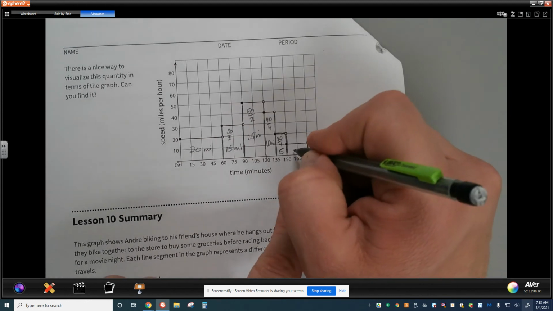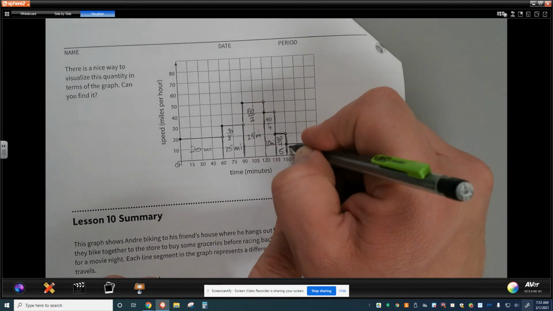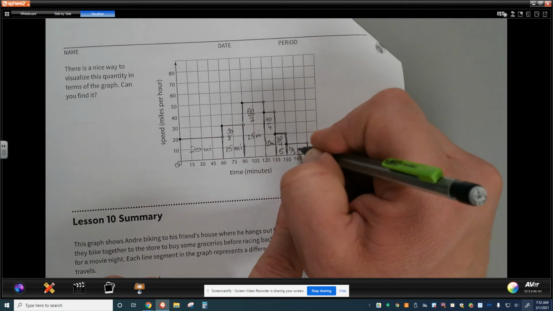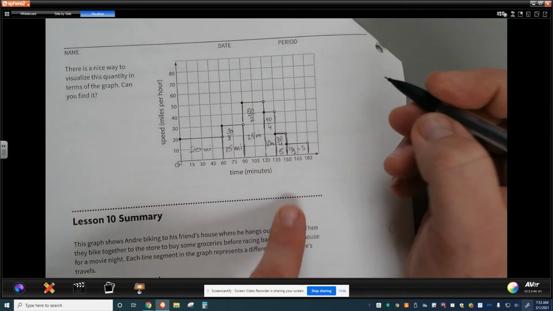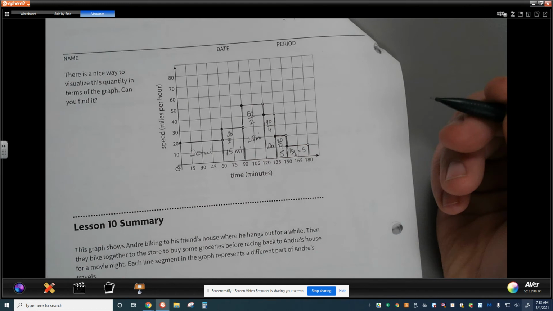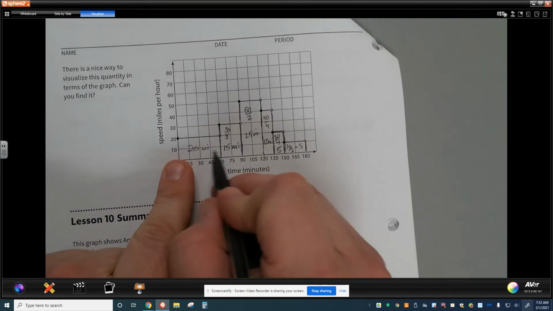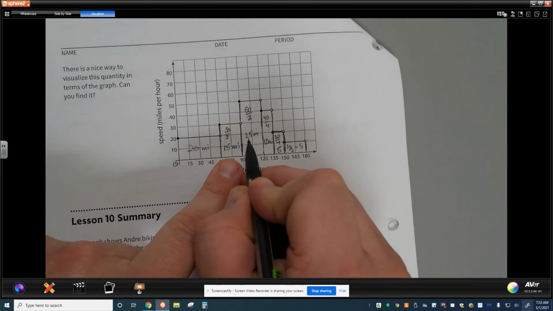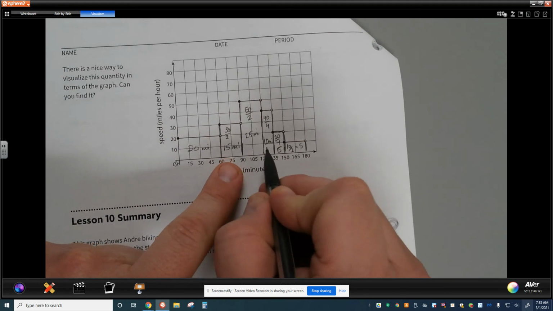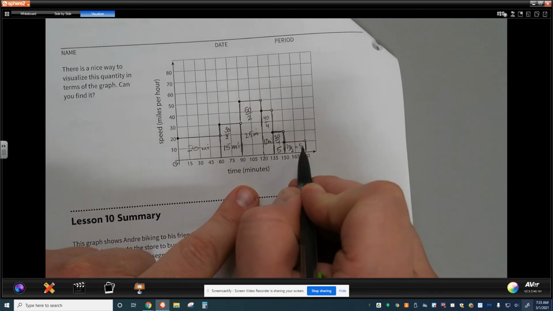And so we see that 10 miles per hour for 30 minutes, that's half of an hour, which is again 5 more miles. So when we look at all these pieces and we start adding them up, there's 20 plus 15 is 35. Another 25 is going to be 50. 10 more is 60. 10 more is 70.